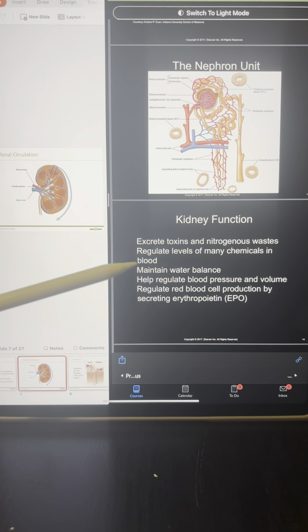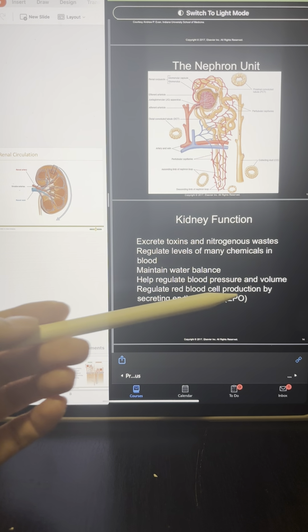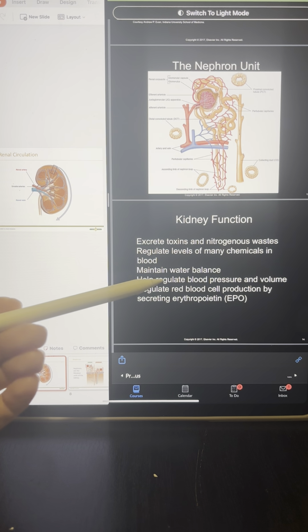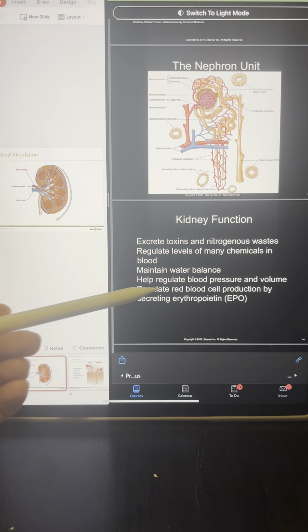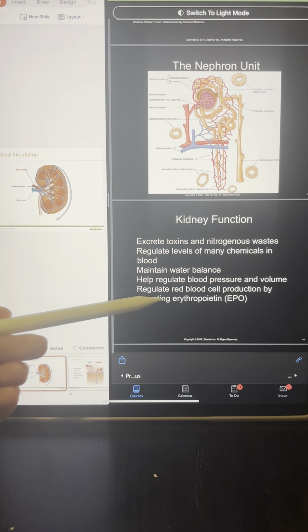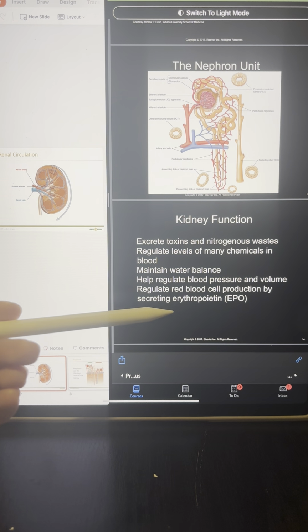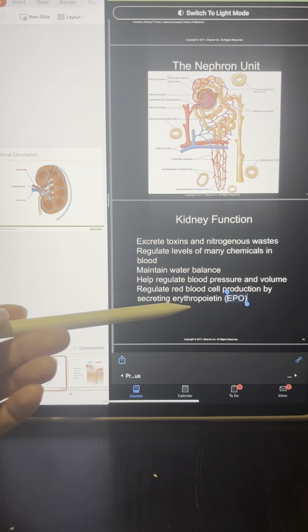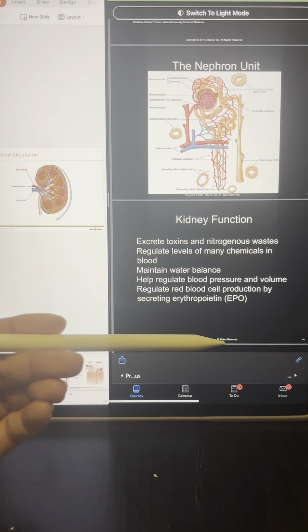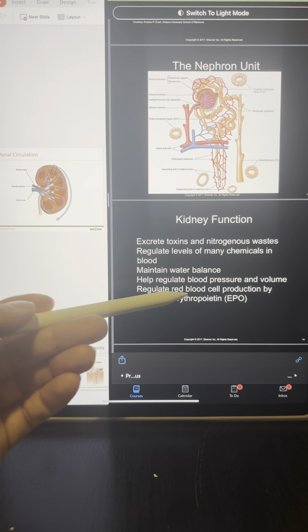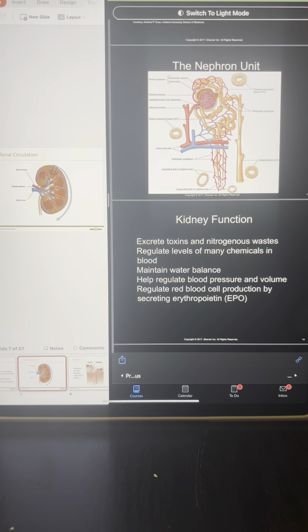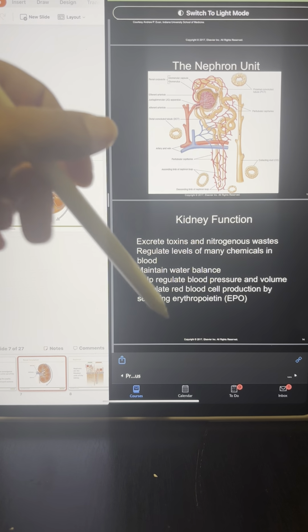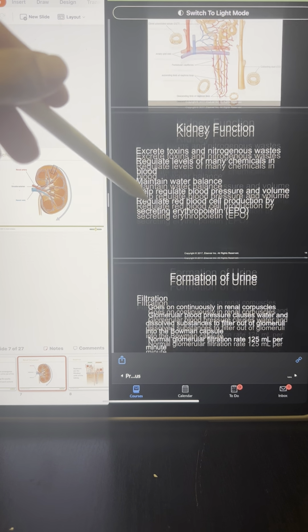Okay, our kidney function is to excrete toxins and nitrogenous waste, regulate levels of many chemicals in the blood, maintain water balance. They help regulate blood pressure and volume. They regulate red blood cell production by secreting erythropoietin. If you work in a hospital, you'll find yourself giving erythropoietin because we want someone to regulate their red blood cell production, or we want them to make more, so we'll give them erythropoietin, which will stimulate the making in the bones of the red blood cells.